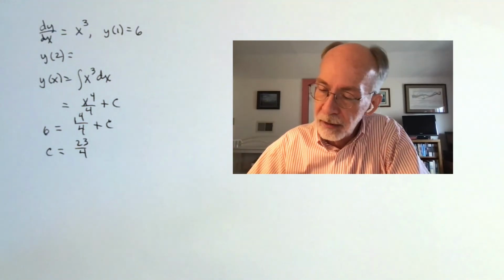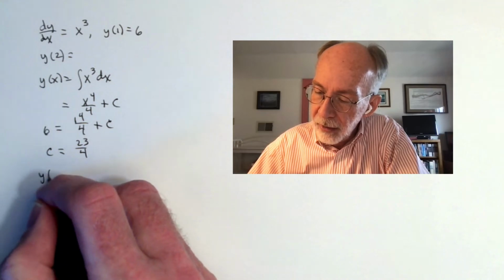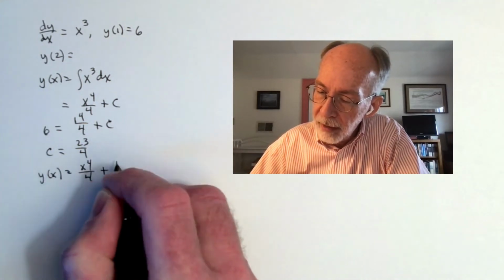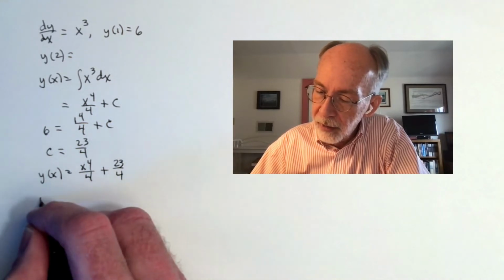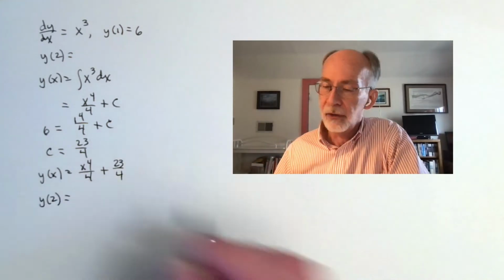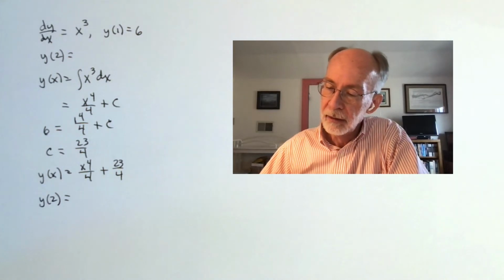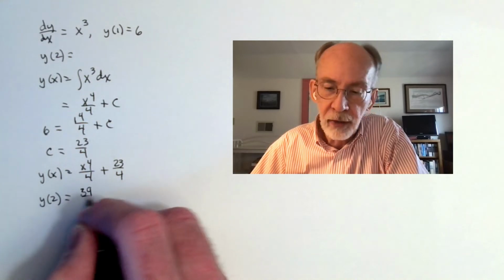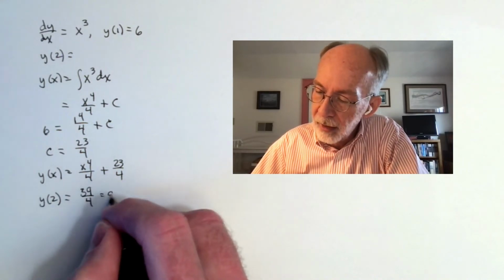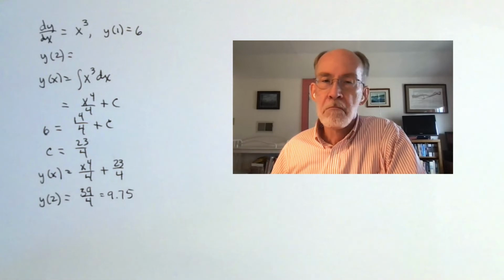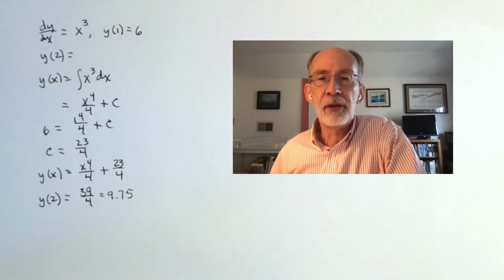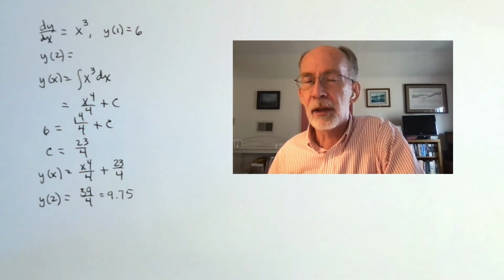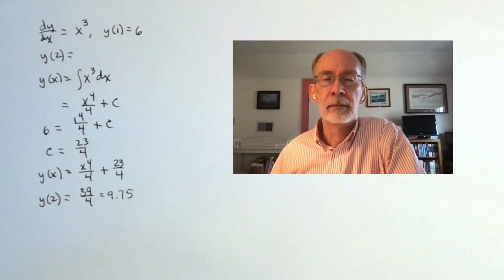So we now know what y is. y of x is x to the 4th over 4 plus 23/4. And so y of 2 is, let's see, 16/4 plus 23/4, which ought to be 39/4, which is 9.75. Not terrible, right? It's an easy integrand, and so it was not so tough to approach this in this fashion. But I want to show you an alternative approach that could be even easier.